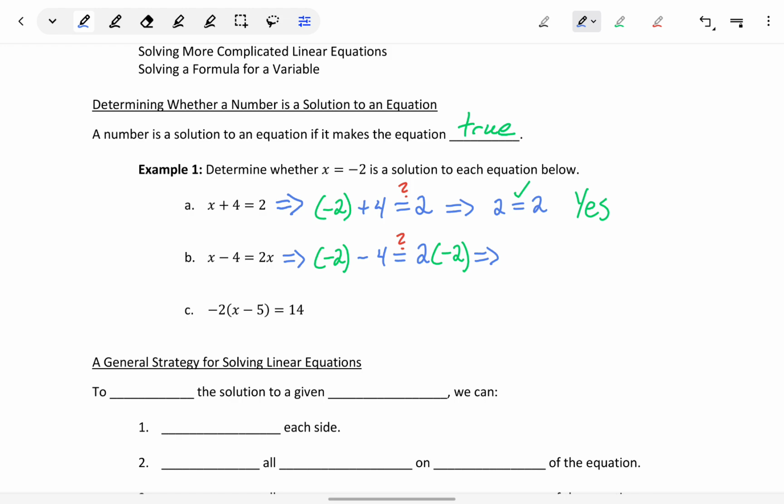On the left-hand side, we have -2 minus 4, which will give us -6, equal to 2 times -2, which will give us -4. -6 is clearly not equal to -4, so no. In this case, -2 is not a solution to the equation x minus 4 is equal to 2x.